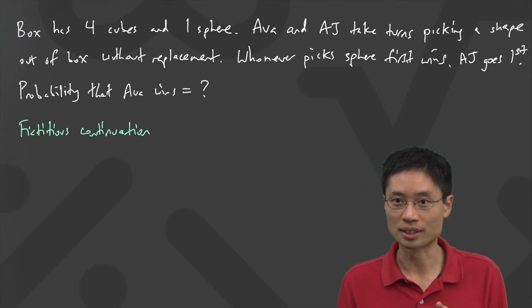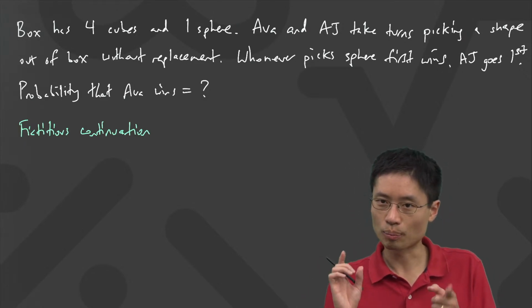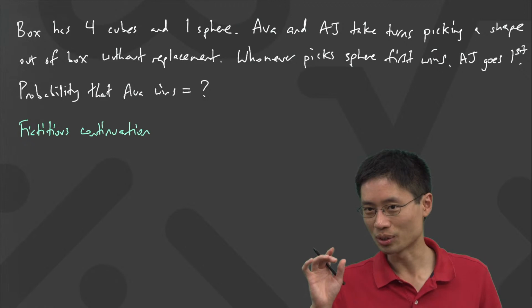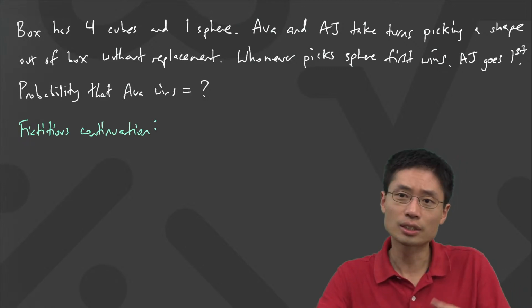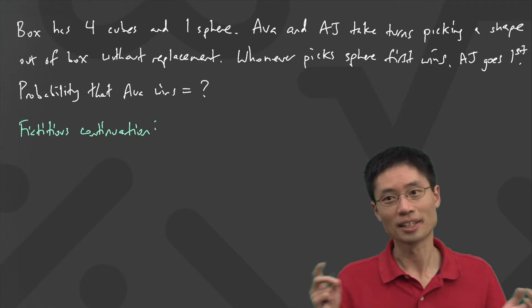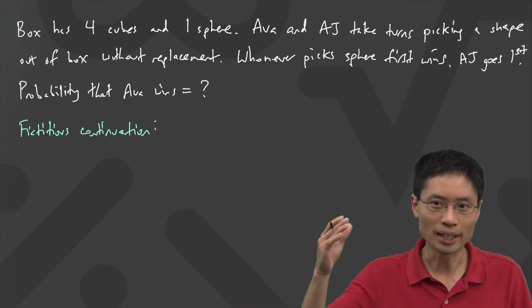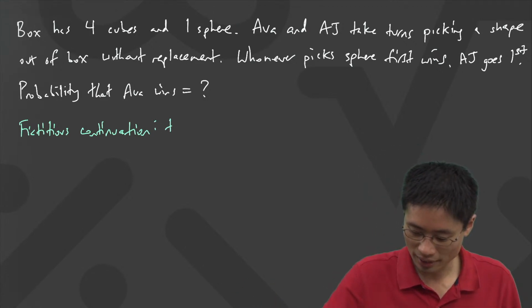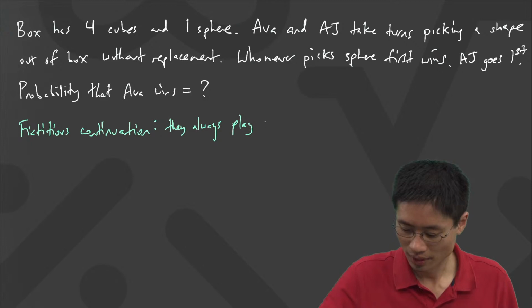So what I want to talk about is this principle of fictitious continuation. And fictitious continuation is where you say, hey, let's go and replace the problem with a different problem. And it will turn out that once you stare at it, you see that the answer is the same. So the fictitious continuation I want to do, why it's called continuation is, in the original problem, as soon as you pick a sphere, game over, GG. But what happens here is that we're just going to say, keep playing. Play all the way. Pick all 5 things, okay? So the fictitious continuation here is they always play until everything is picked.